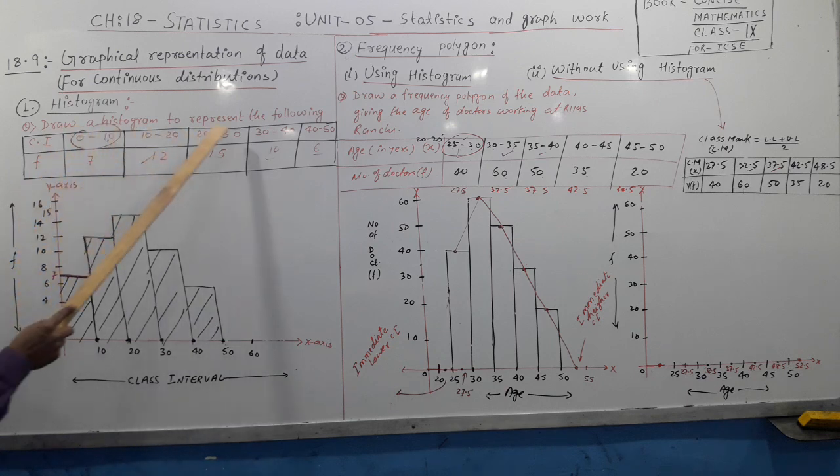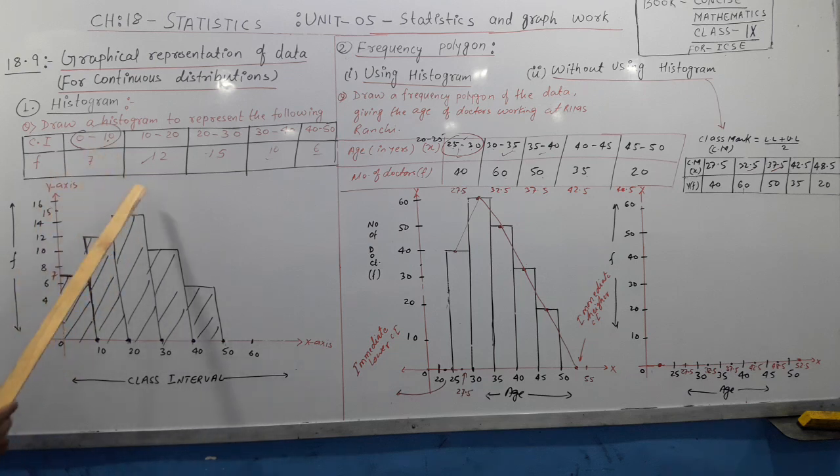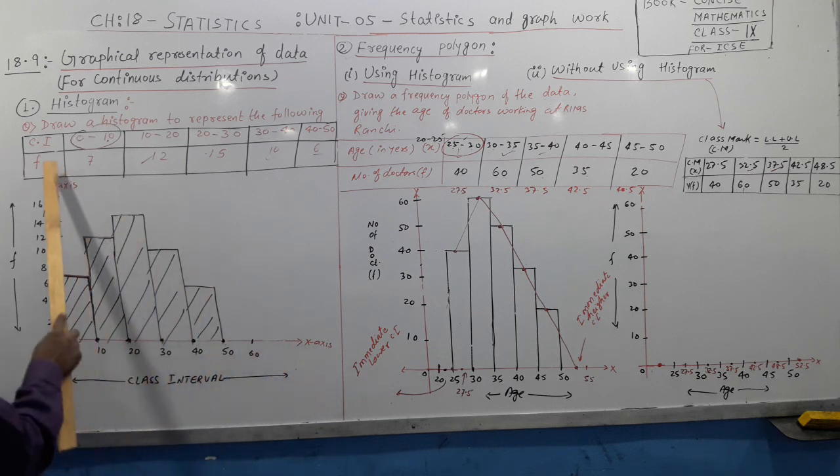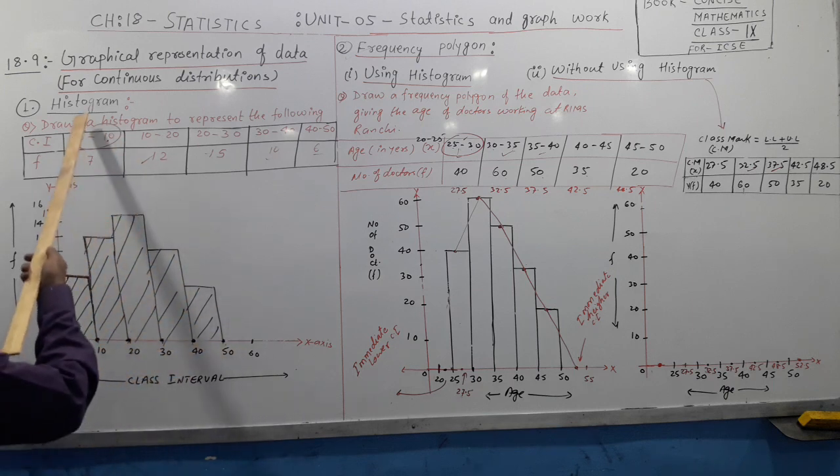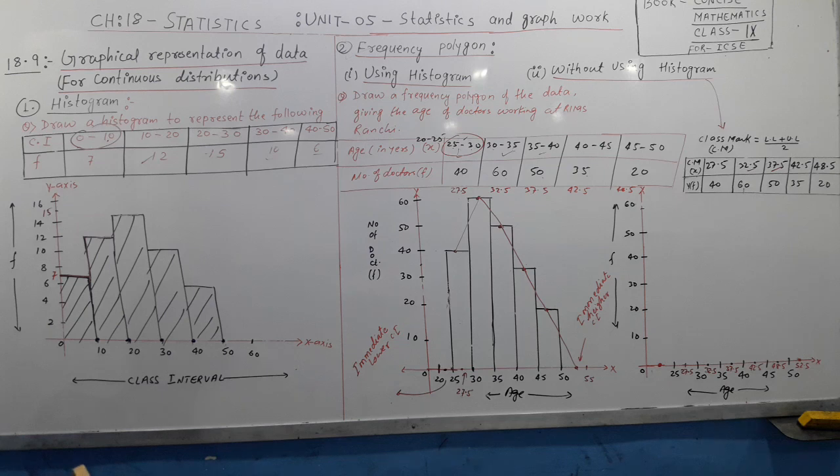Draw a histogram to represent the following. That means the class interval is provided, and the frequency is provided. You will select the class interval from the x-axis and the frequency from the y-axis, and just construct this. Since we have done this histogram in class 6 and 7 also, you are able to draw the histogram. But let me explain.